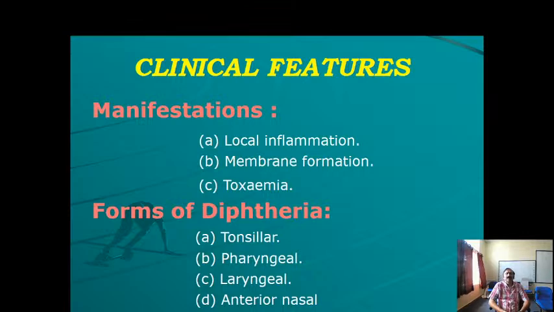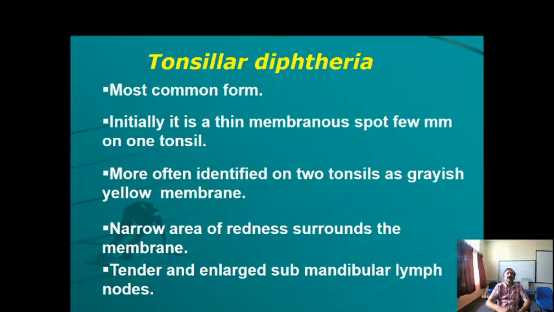But the different types of diphtheria which we have are the tonsillar, the pharyngeal, the laryngeal, the anterior nasal, and some other forms, the skin ones, etc., which we will talk about. The tonsillar diphtheria is the most common. Initially it is a thin membranous spot, a few millimeters, on one tonsil. More often it is identified on both tonsils as a greyish yellow membrane. A narrow area of redness surrounds this membrane, and tender, large submandibular lymph nodes are caused.